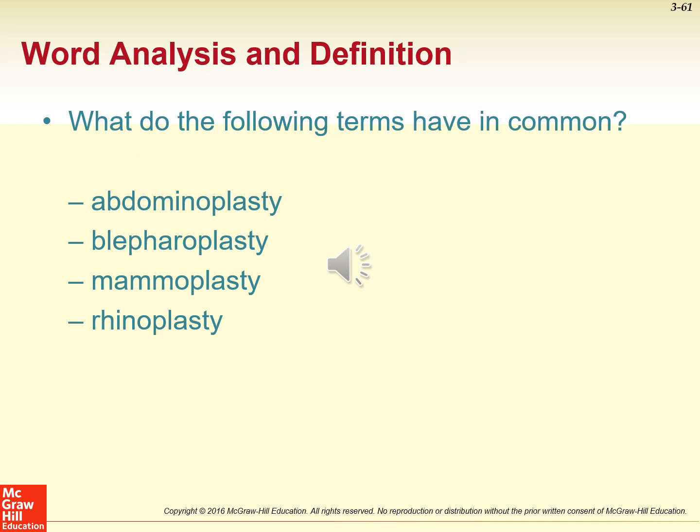All of the above words share a common suffix, plasty, which means surgical repair. An abdominoplasty is a tummy tuck. A blepharoplasty is the correction of like a drooping eyelid. A mammoplasty, that's going to be adjusting the size or shape of the breasts. A rhinoplasty, well, that's a surgical procedure to alter the size or shape of the nose.